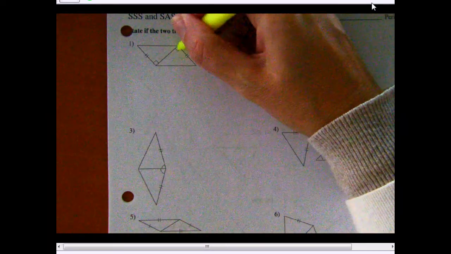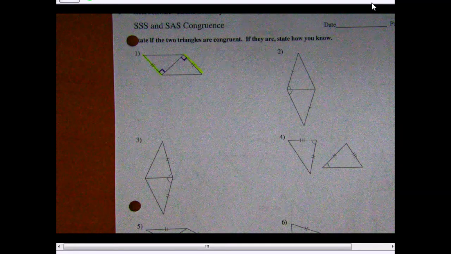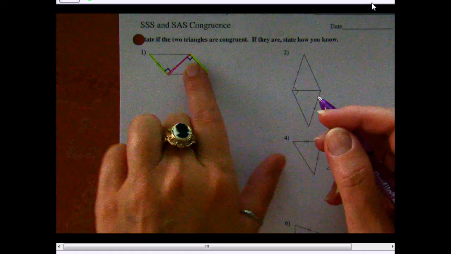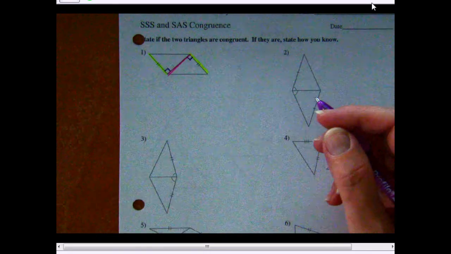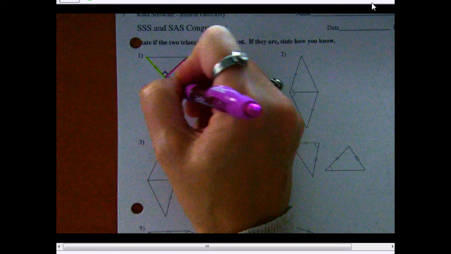Okay, so what we're going to look at is how to tell if the triangles are congruent or not. If we look at number 1, we have a side. Those sides are congruent. We have an angle, and then we have another side. If they share a side, it's the same length, right? So we have side, angle, side on one, and side, angle, side on the other. We're in the right order, so these are congruent, and we would know because of side, angle, side.